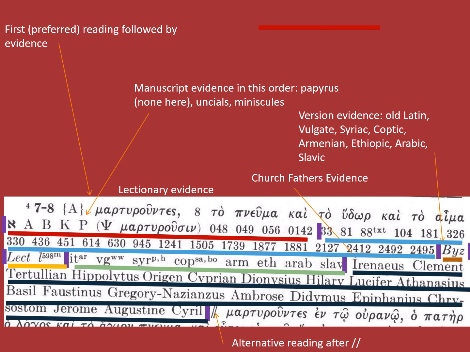Then scholars quickly turned to using the capital Greek letters, and we get that in the next bit of evidence. You get Aleph, Beth, Kappa, and Rho. Remember, capital Rho looks like a P to us in English. Then in parentheses we have a psi, but a different reading. Instead of marturuntes at the end of verse 7, psi reads marturusin. Now that's a slight change from the participle to the indicative. It's basically the same word.